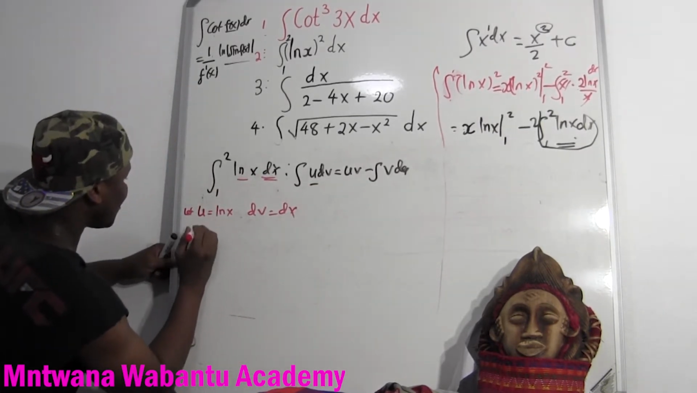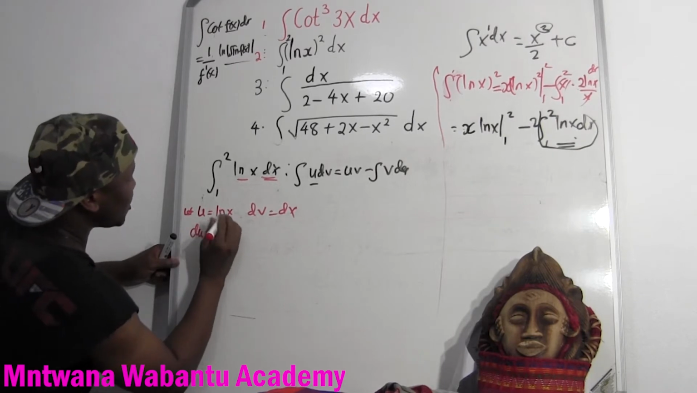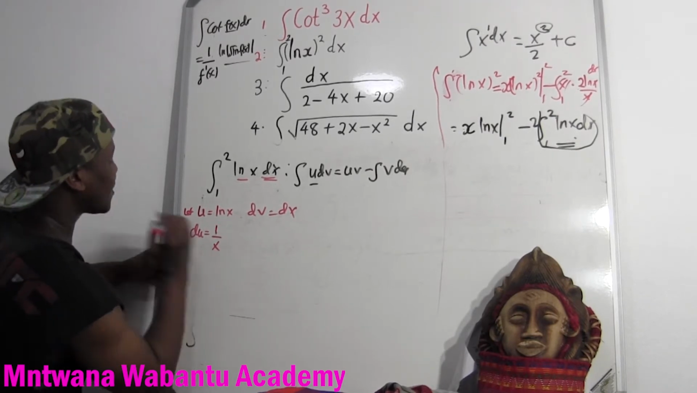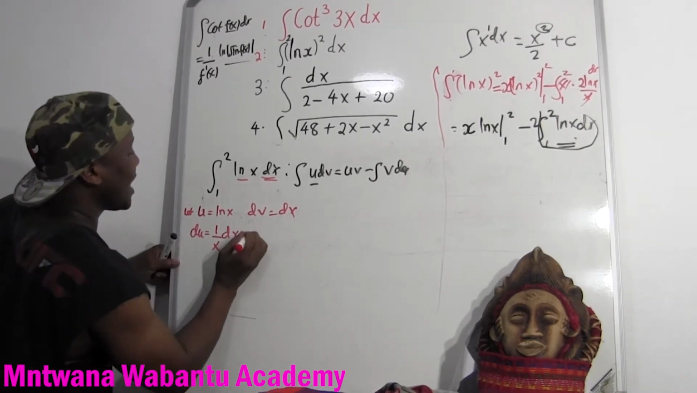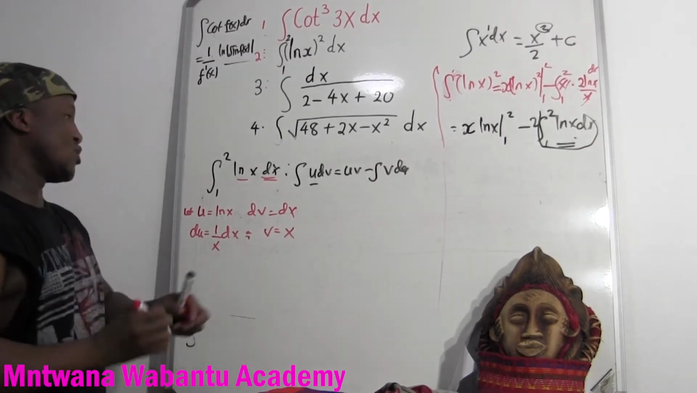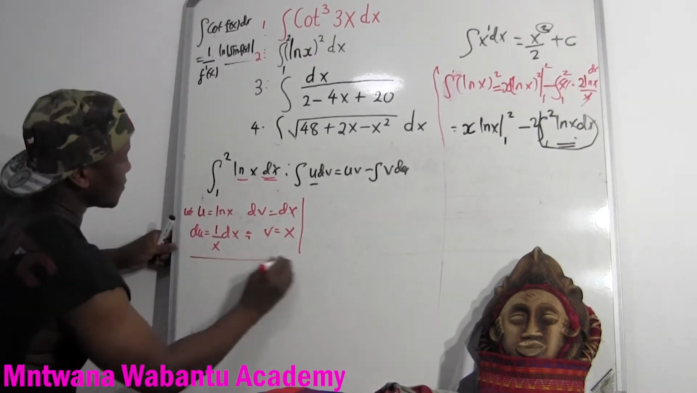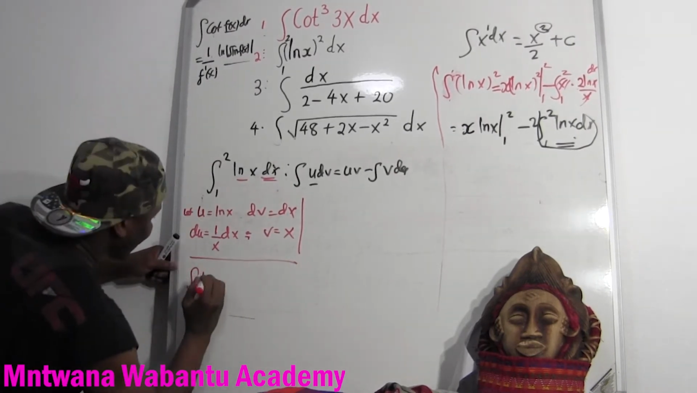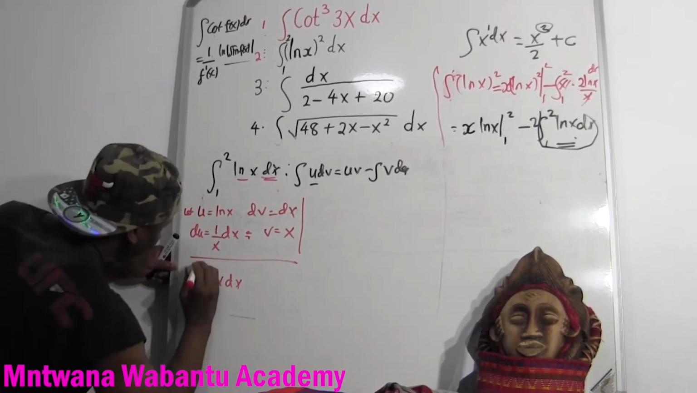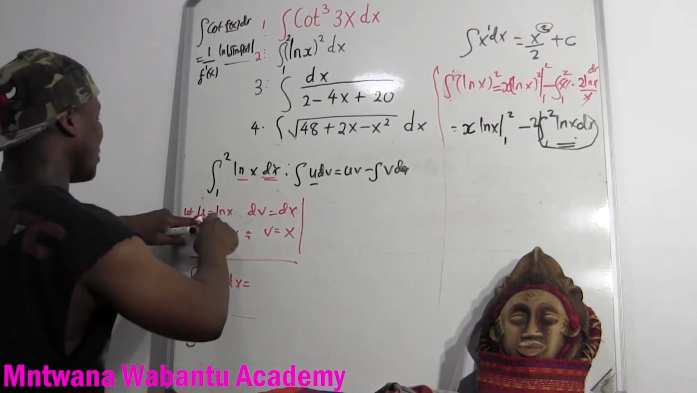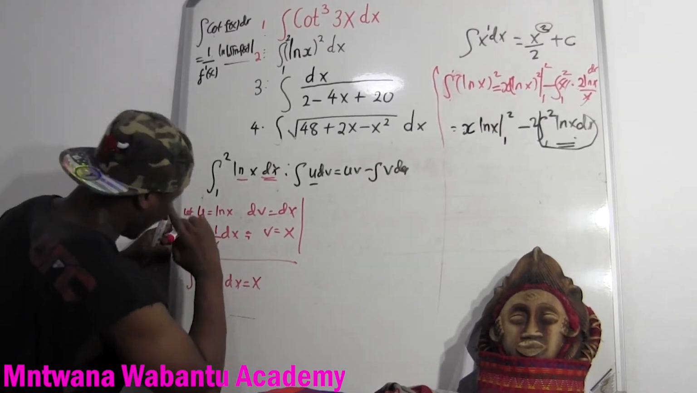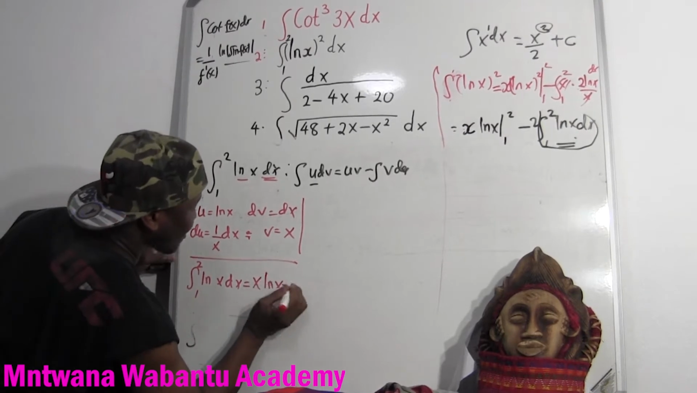Okay, now differentiate: du equals 1 over x dx. And then you integrate dv, so v equals x. Let's substitute straight away and get it done. The integral of ln of x from 1 to 2 equals u times v, which is ln of x times x, so x ln of x, minus the integral.